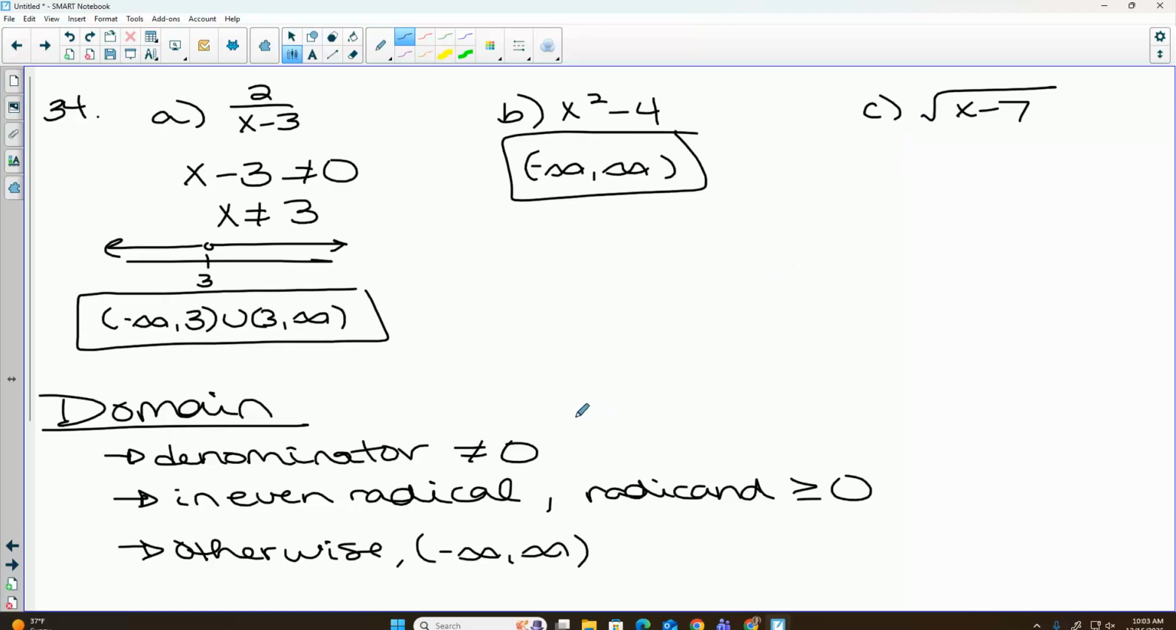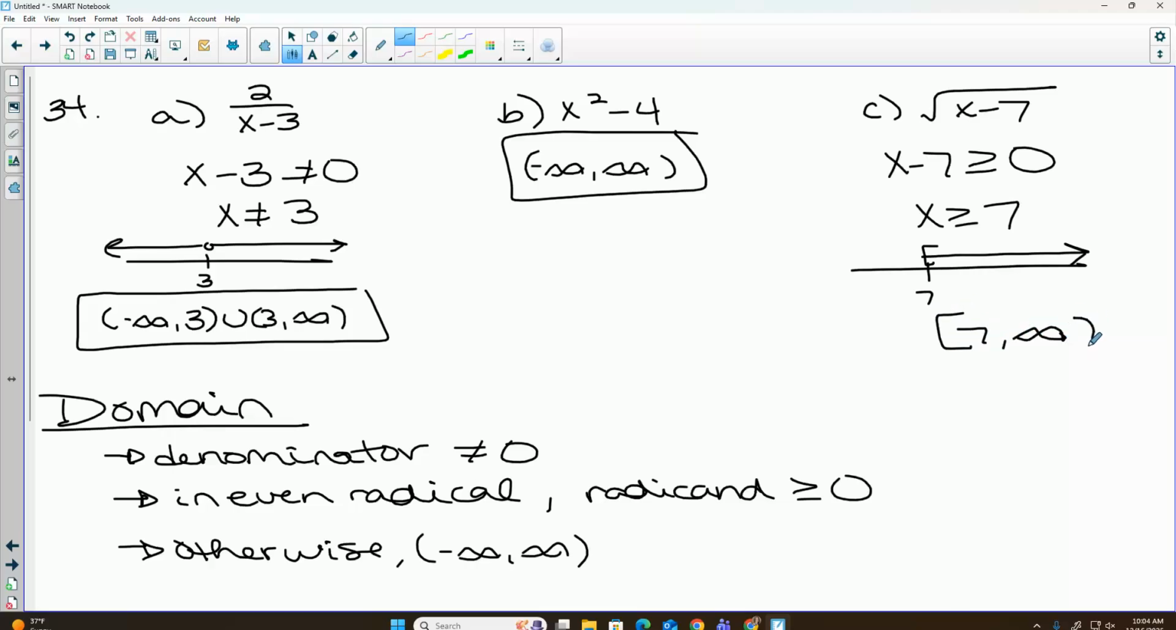C, we have an even radical because of the square root. So the radicand, that's the thing inside the radical, has to be greater than or equal to 0. So x has to be greater than or equal to 7. So equal to means bracket and everything larger, so it's just bracket 7 to infinity. If the interval notation gives you trouble, then just take a second and draw a number line. I think it will help you quite a bit on those. Is that one okay?